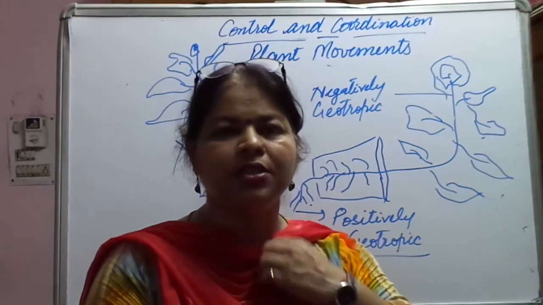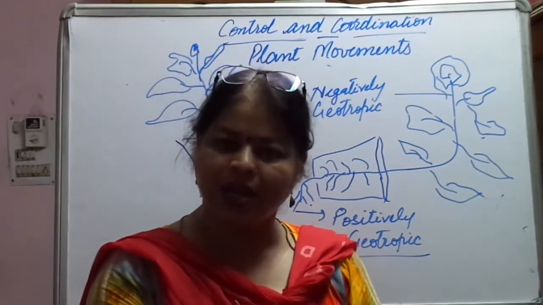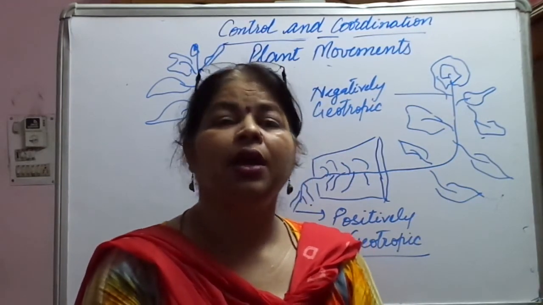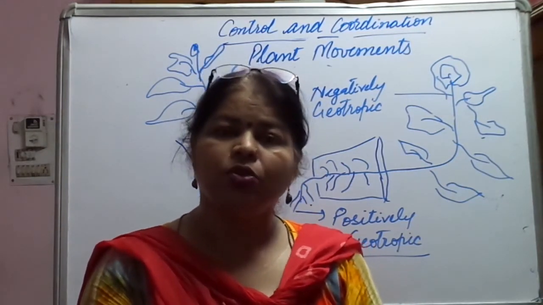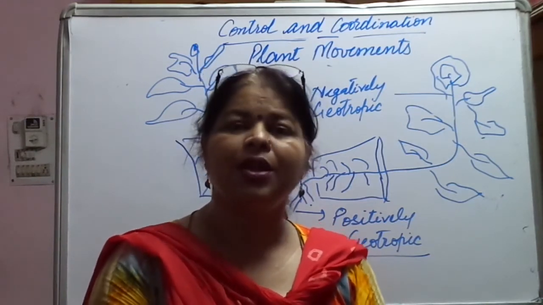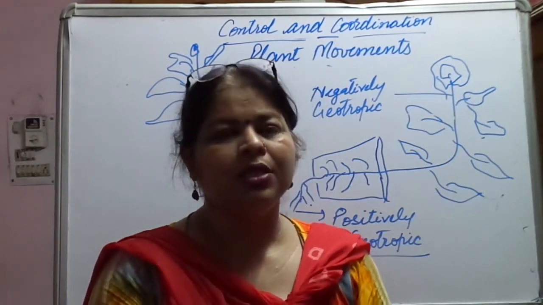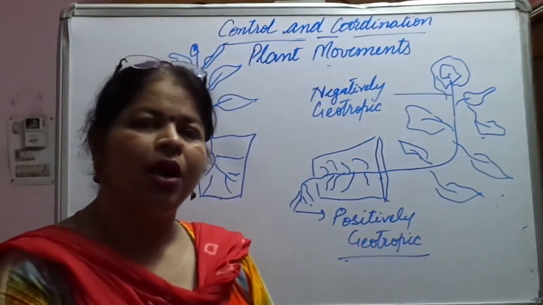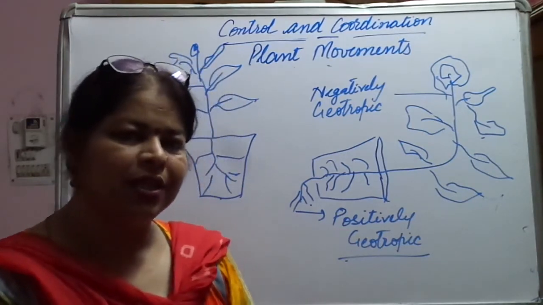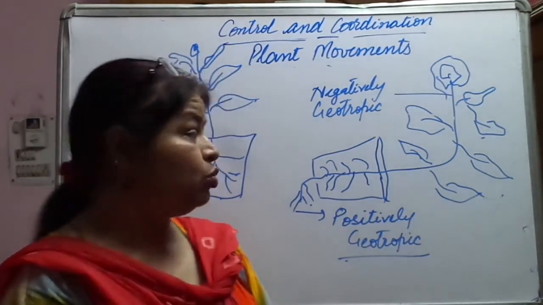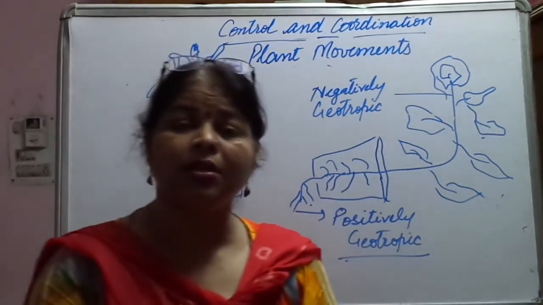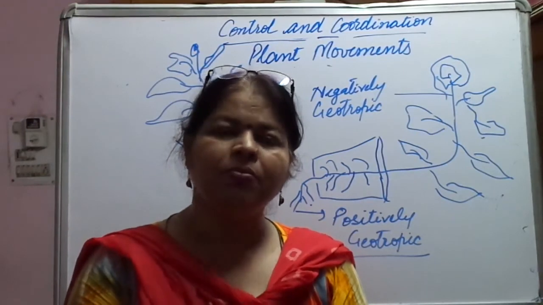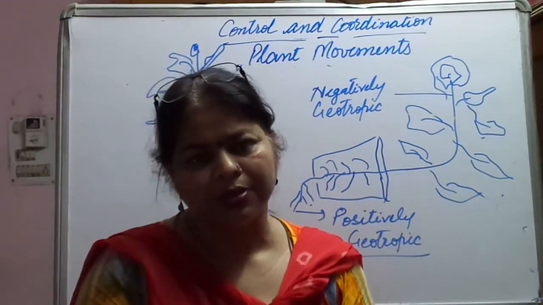So today's work is: how many types of movements are taking place in plants. You need to write down about nastic movements and tropic movements. You have to differentiate between nastic movements and tropic movements. The second question is, how many types of tropic movements are there? Name them. Today we have discussed two. So explain with diagrams the phototropism and geotropism in plants.